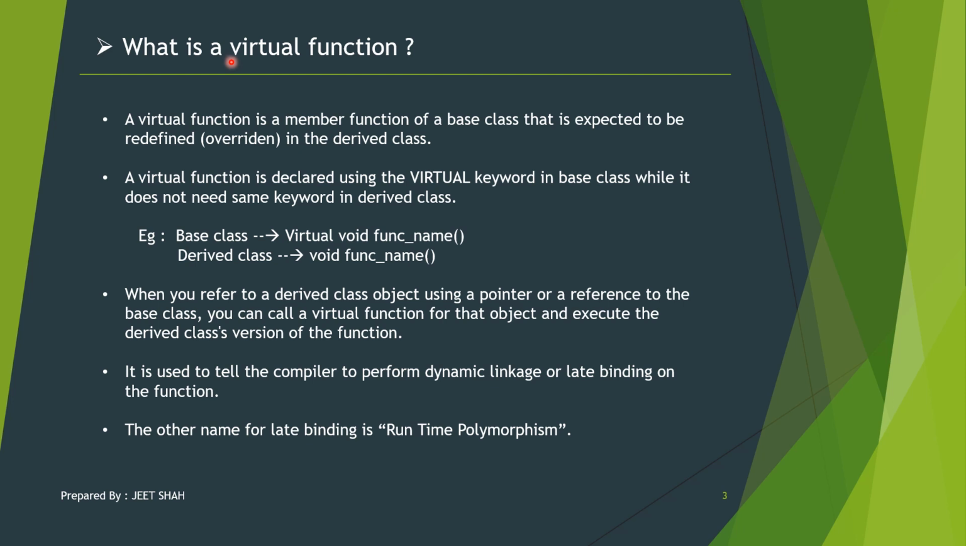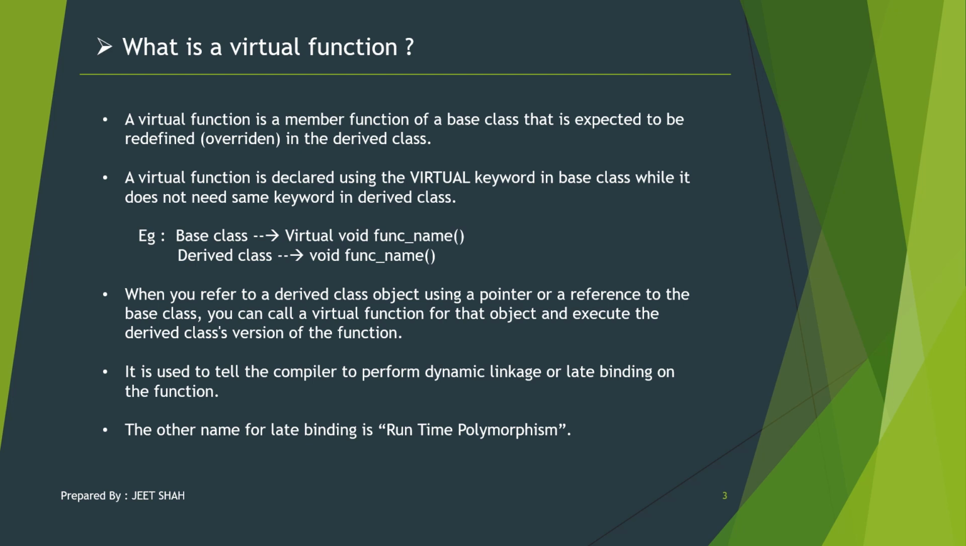First of all, what is a virtual function? A virtual function is a member function of a base class that is redefined or overridden in the derived class. It means that when a function of base class is redefined or updated in derived class, it is called virtual function. A virtual function is declared using the virtual keyword in base class while it does not need the same keyword in derived class. You can understand the above point with the help of this example.